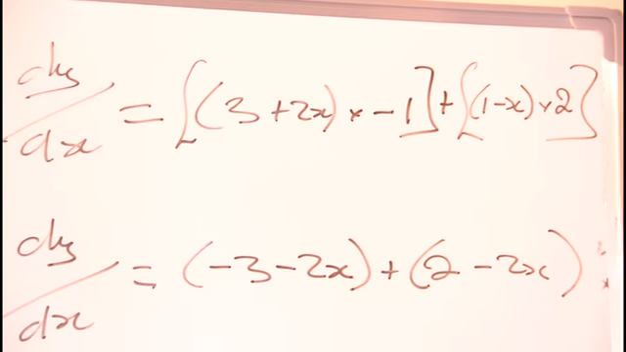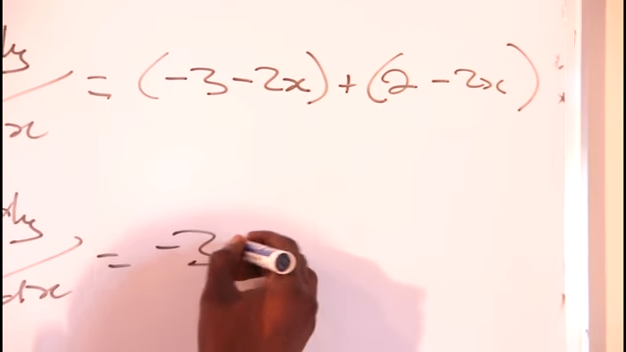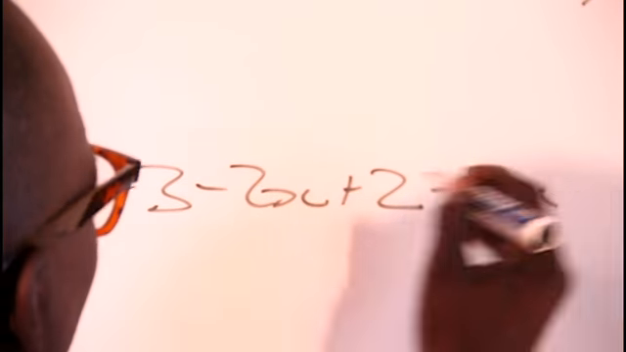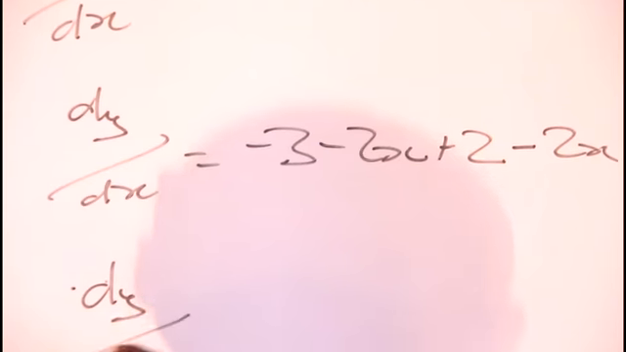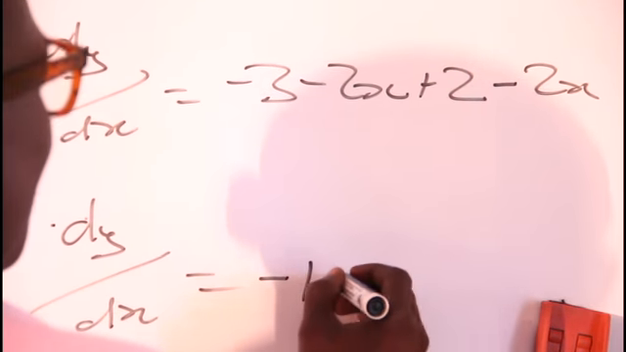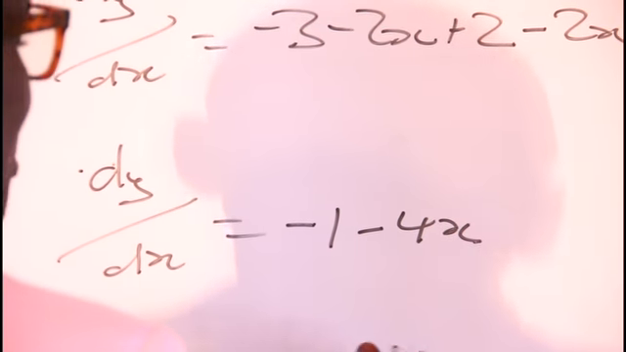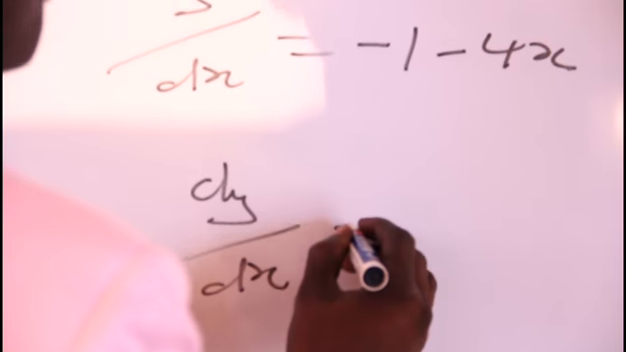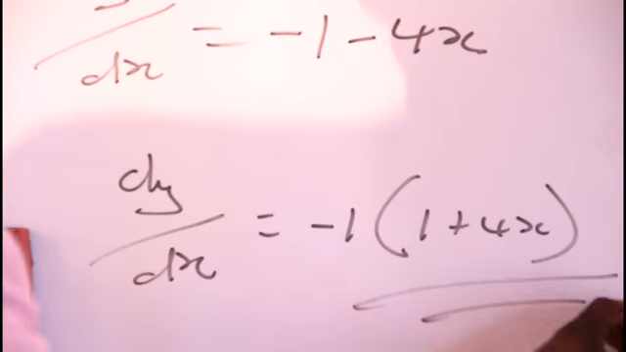So we go further. Dy over dx will be equal to minus 3 minus 2x plus 2 minus 2x. Now we end up having dy over dx will be equal to what? That will give us minus 1 minus 4x. So you can simply leave it this way, or you now say dy over dx will be equal to minus 1 into 1 plus 4x. That's our derivative.